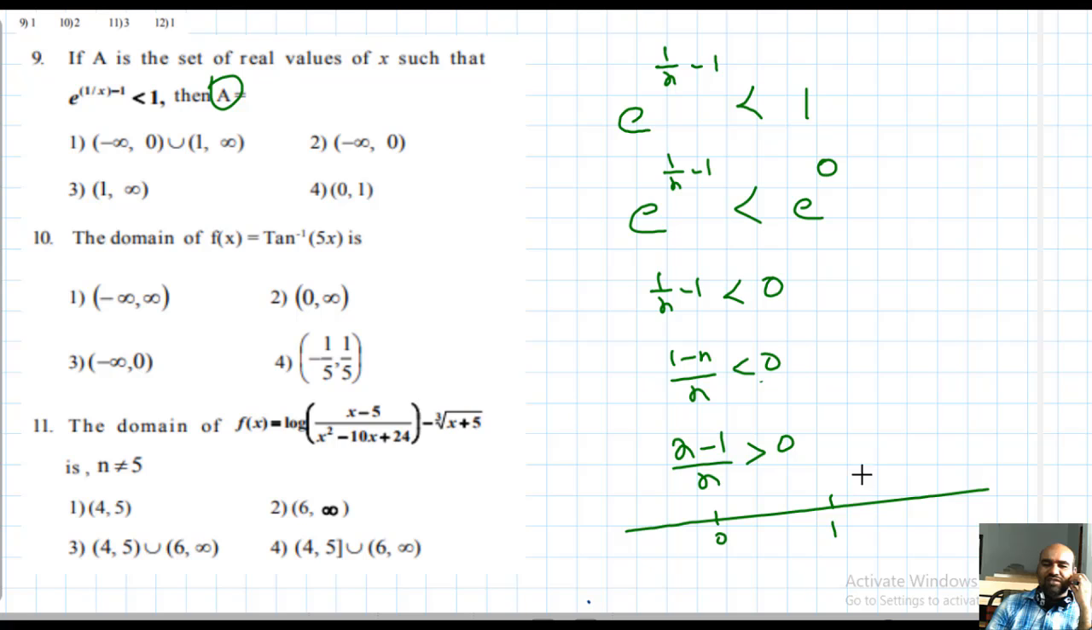Now I want to use the Wavy Curve method. 0, 1, plus, minus, plus. Only open circles, all of them. So you want the plus symbols. What is the meaning of that? Your x belongs to minus infinity to 0, union 1 to infinity. Where is that? Option 1 is correct.